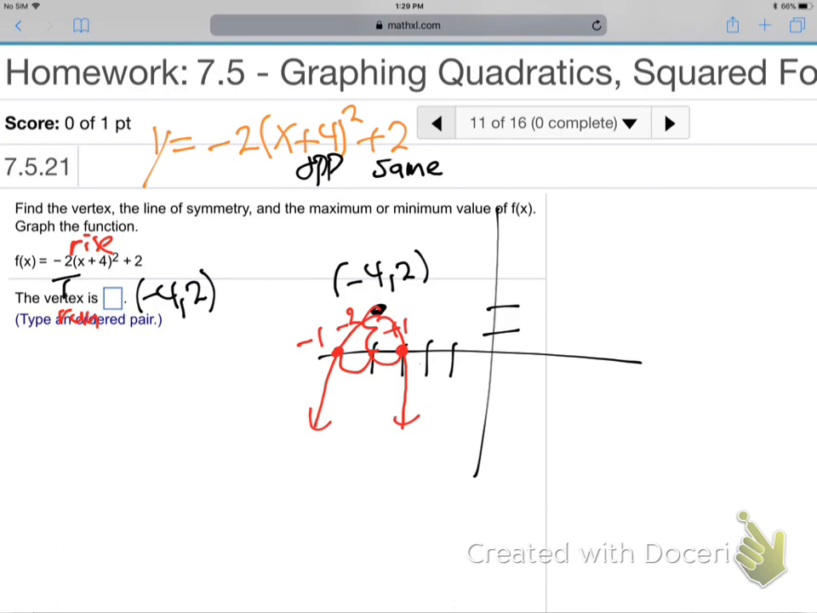Now, can you answer the various questions? We've already got the vertex. That's the center. Then they're going to ask, what is the line of symmetry? x equals negative 4. And then, does it have a max or a min? And what is that? Maximum is 2. So this one, what's the line of symmetry?